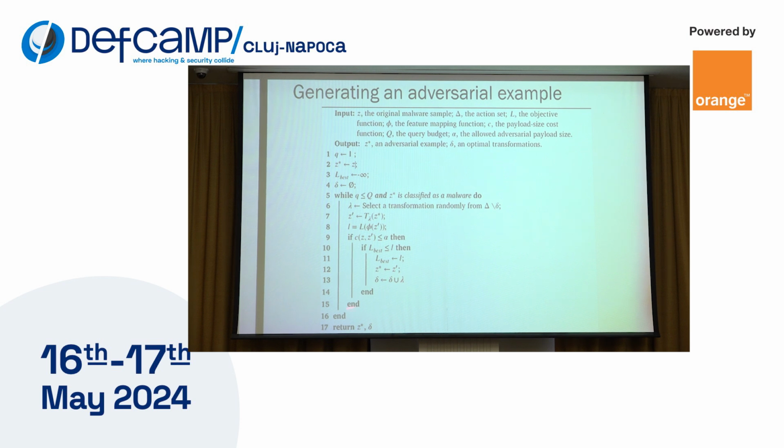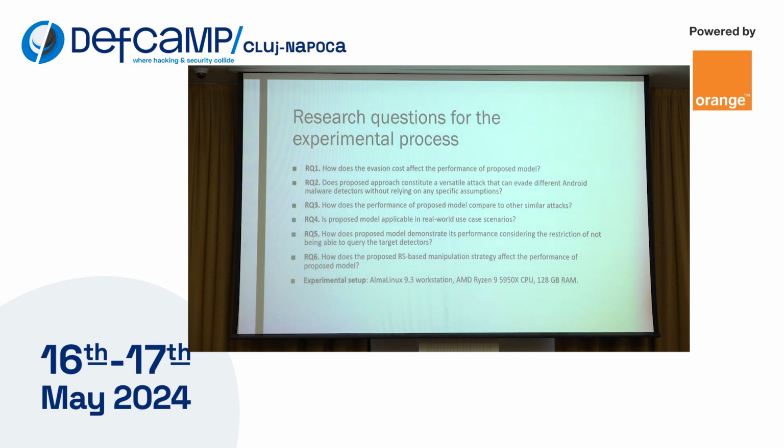And finally, we provide as output the adversarial example and the transformations that were used to create that adversarial example. Of course, of maximal interest is this adversarial example. Once again, by adversarial example, we understand the modified piece of software, in our case an Android package that is customized using that flow that I described. And we had certain research questions.